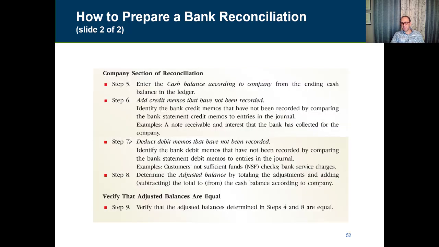Then we have steps 5, 6, 7, and 8, and these are related to the company section of the reconciliation, where we get the cash balance according to the company, and we bring it from the cash balance in the ledger. We add the credit memos, we subtract or deduct the debit memos, and then we determine the adjusted balance. The verification step is step number 9, where we verify that the adjusted balances determined in steps 4 and 8 are equal. So basically we want to make sure that the adjusted balance on the bank side and on our ledger side match.